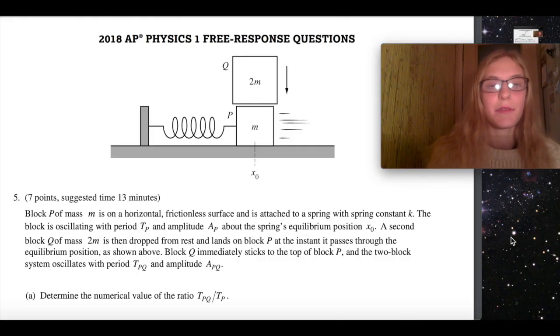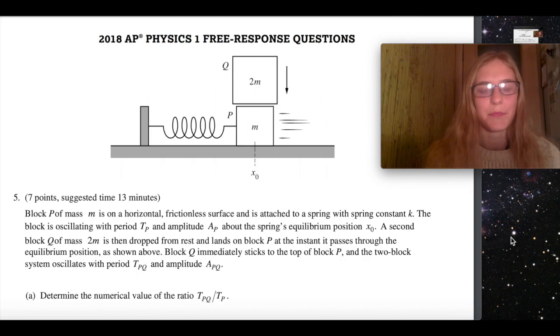Okay, so this is number 5 from the 2018 AP test free response. You can super easily find it on the College Board website.